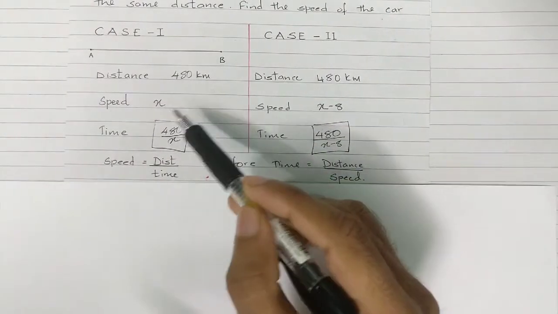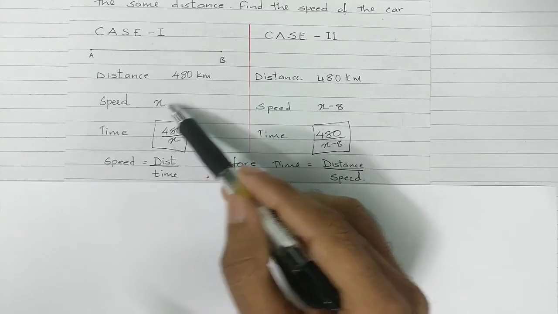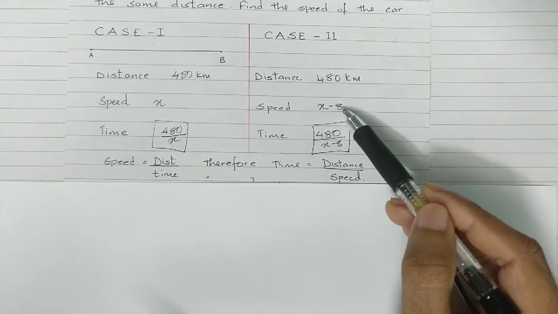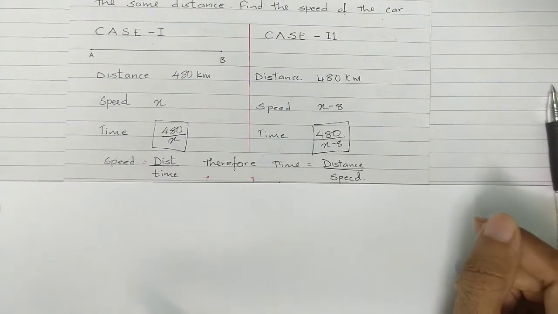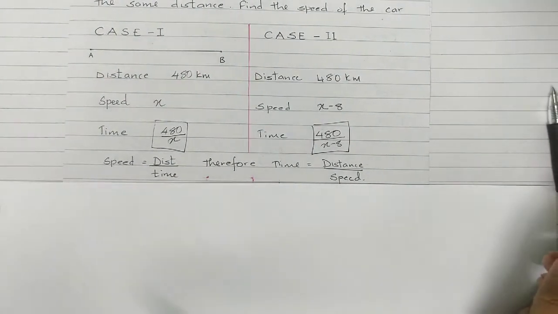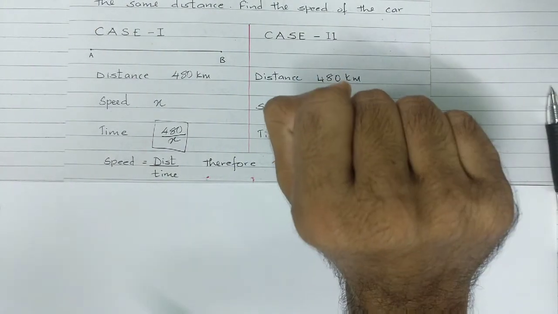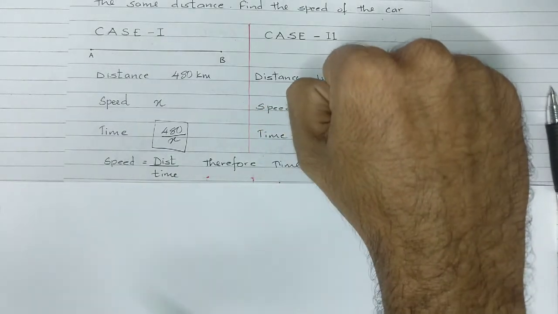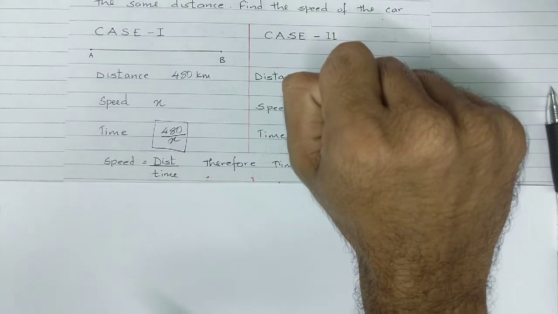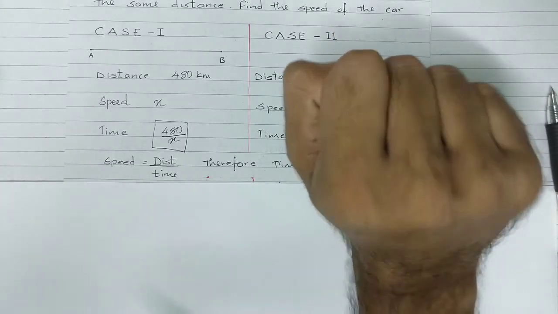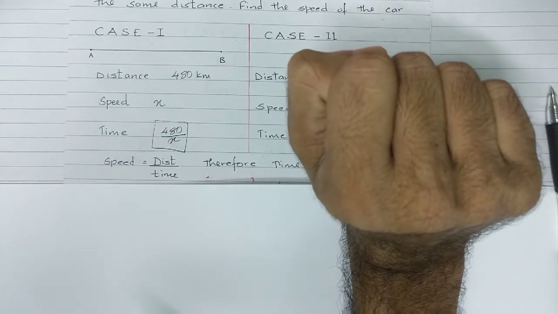So we have said that in one case your speed is x, in the other it is x minus 8. Let us understand: most of you might be riding a bike. I have an accelerator and I accelerate it. If I go at this speed continuously, I will take some time. But if I increase this speed, I will reach much faster, right?